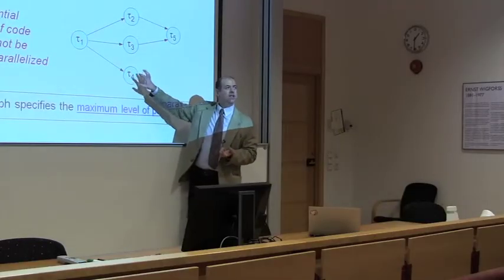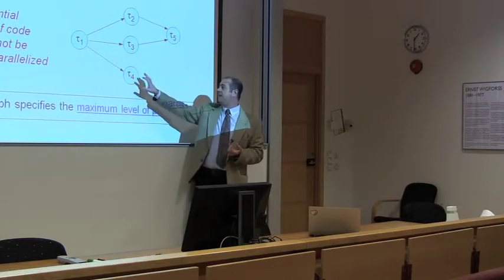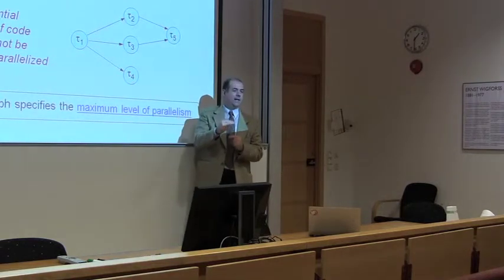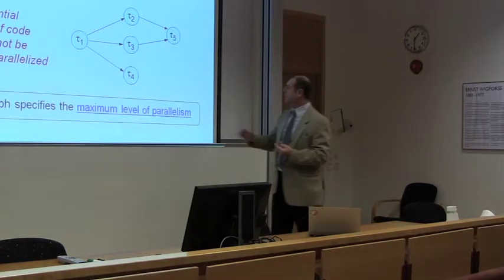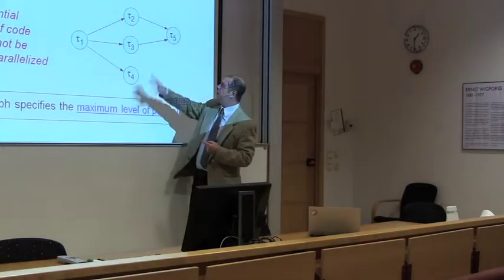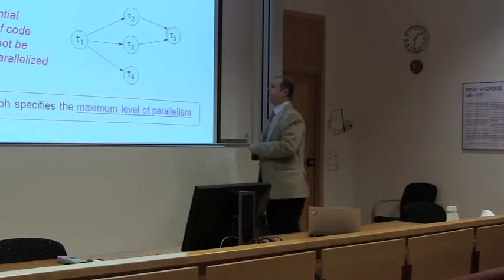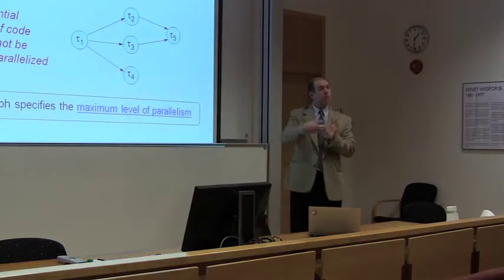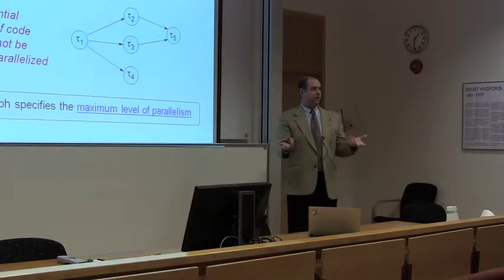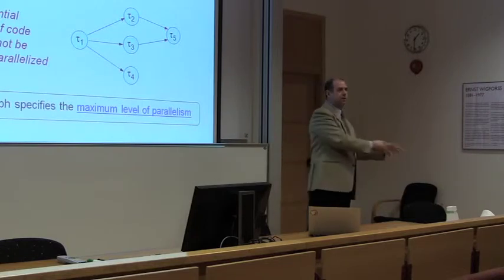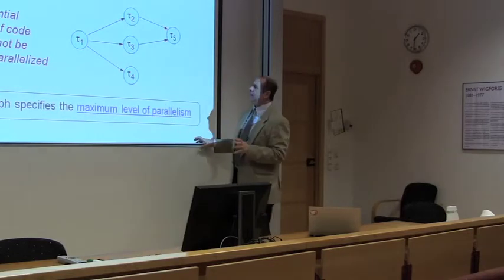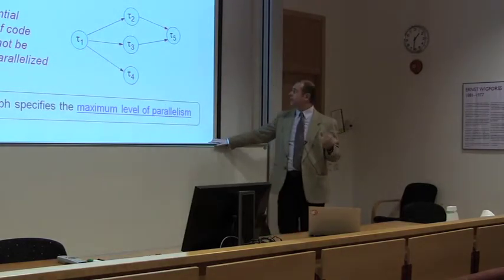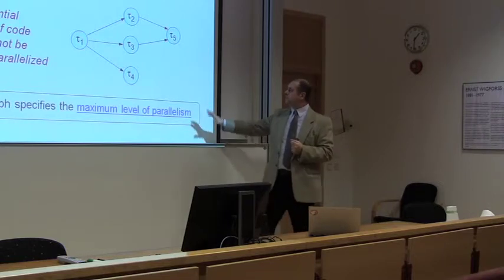This means that each node of this graph represents a sequential portion of code that cannot be parallelized anymore. So in this way, you express the largest possible parallelism. Of course, you can merge. If you don't have enough processors, you can merge nodes into the same processor. But in this way, you have the largest degrees of freedom that you can exploit.